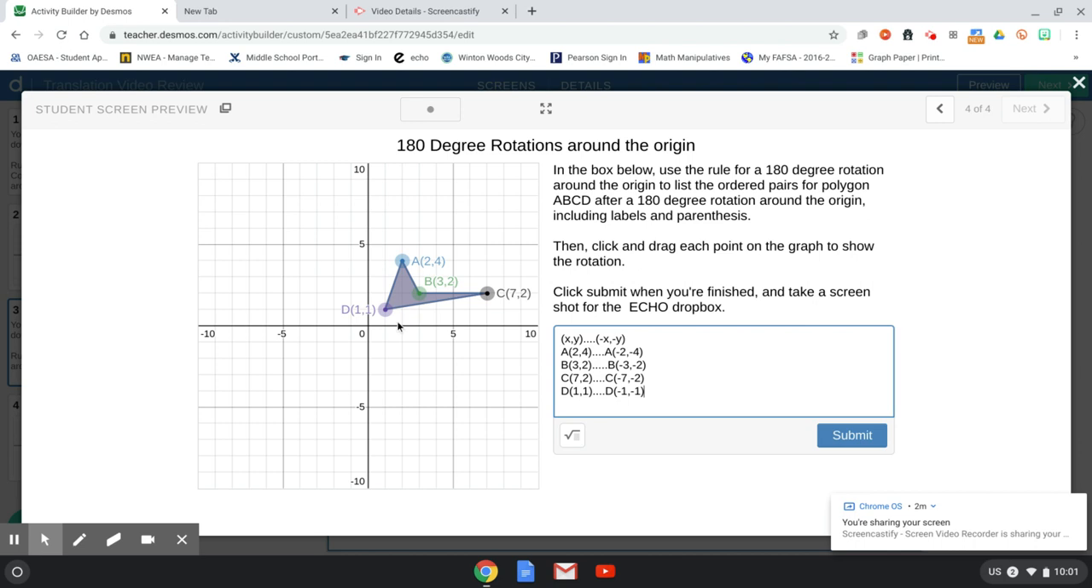Now let's go ahead and graph these. So hopefully you can predict my image started in the first quadrant. A 90-degree turn would put me in the second quadrant. So a 180-degree turn is going to put me right here.